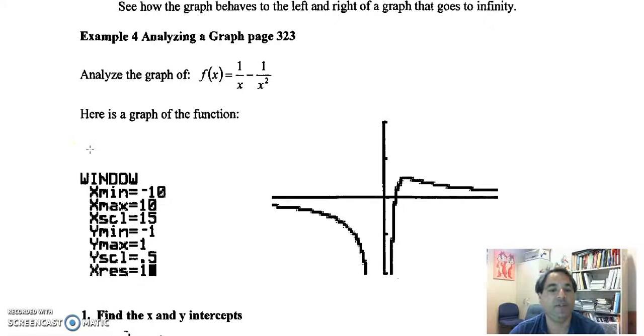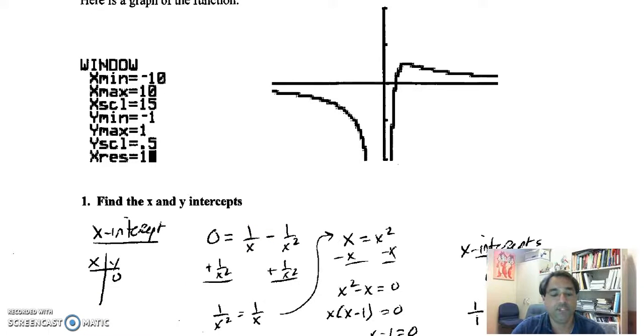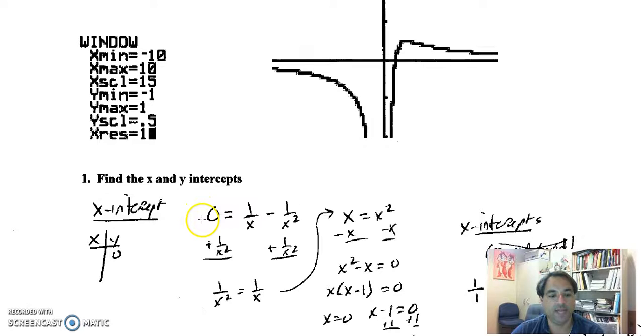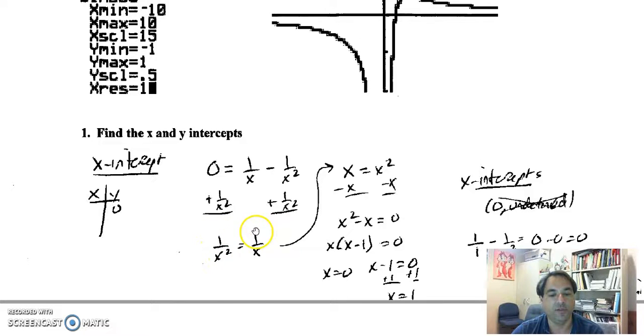Okay, so let's look at the example. If we're trying to analyze the graph of the function 1 over x minus 1 over x squared, it looks like this. To the left of 0 on the x-axis, it kind of goes down. And then to the right of 0 on the x-axis, it goes up, and then kind of falls back down. Okay? So to find the x-intercepts, we take the function and set it equal to 0, where y equals 0. So we get 0 equals 1 over x minus 1 over x squared. To solve, we can make a proportion by adding 1 over x squared to the other side. We get 1 over x squared equals 1 over x.